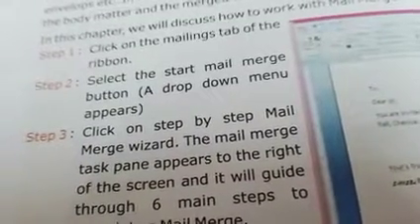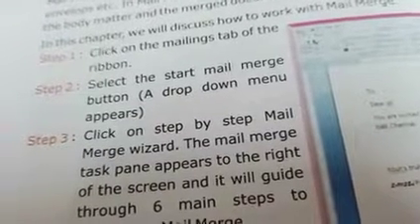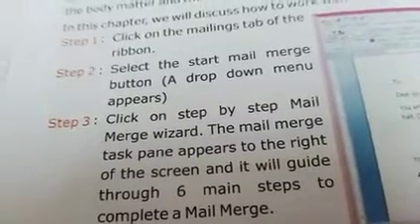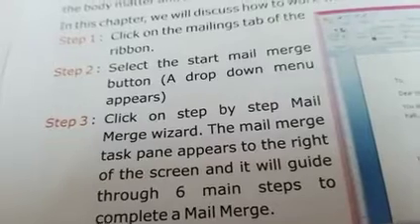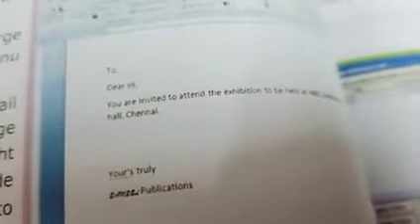Step 1. Click on the Mailings tab of the ribbon. Step 2. Select the Start Mail Merge button. Click on Step by Step Mail Merge Wizard. The Mail Merge task pane appears to the right of the screen and it will guide you through 6 main steps to complete a mail merge. Step 4. Select the type of document to create.